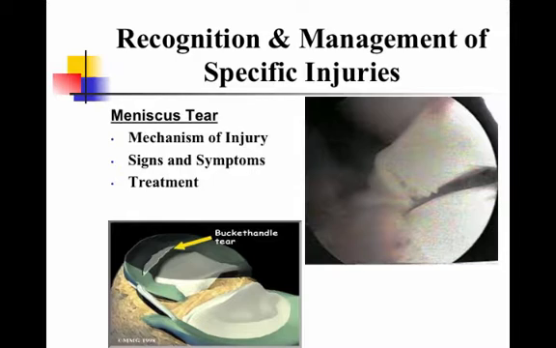The immediate treatment is RICE, fitting with a knee immobilizer if extensive pain is present, crutches, and referral to an orthopedic doctor. Surgery depends on the extent of the symptoms, the extent of the tear, the location of the tear, and the athletic requirements.